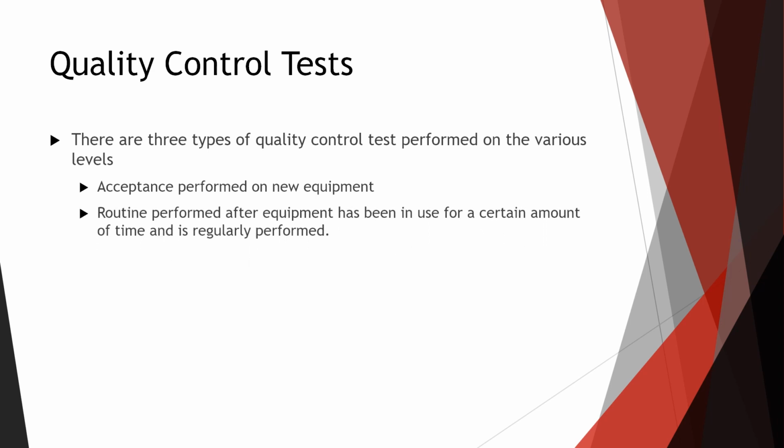There's routine tests, which is performed after equipment has been in use for a certain amount of time, and they're usually performed on a regular basis. They can be called PMs, which is like preventative maintenance. And then there's also error correction, which evaluates the equipment that is malfunctioning. So when something breaks, this isn't working, then it needs to be fixed, okay, or changed so it's within spec of some sort if it falls out of specifications.